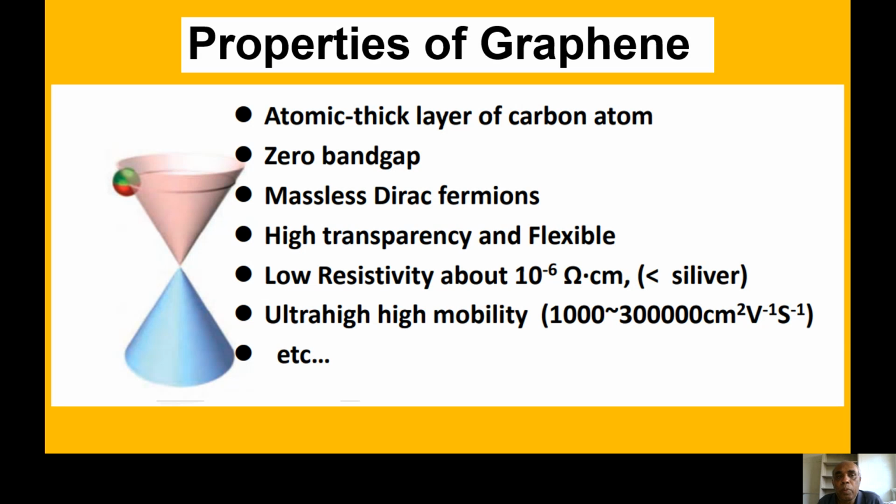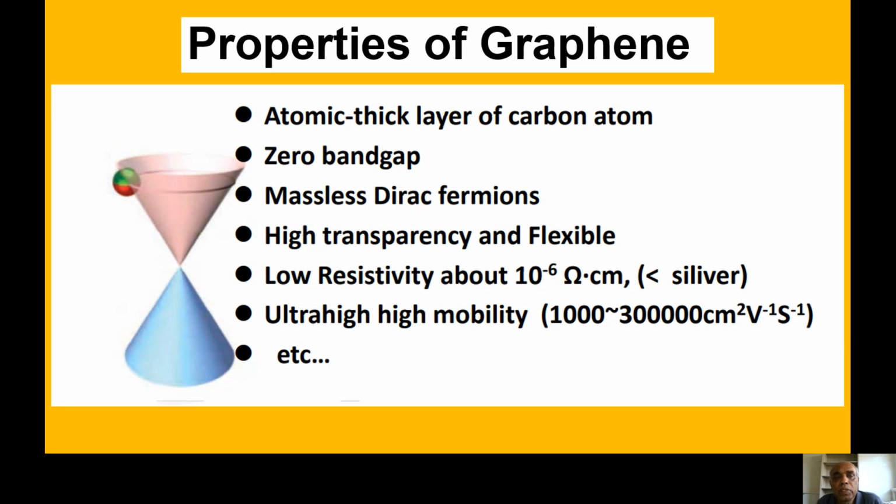In terms of properties of graphene, this is just a one atom thick layer, because you have single carbon atoms arranged in a honeycomb structure in a two-dimensional lattice. It also has zero band gap, because at these Dirac points the conduction and valence bands just touch at a single point, giving you band mass zero. This makes it a massless Dirac fermion.